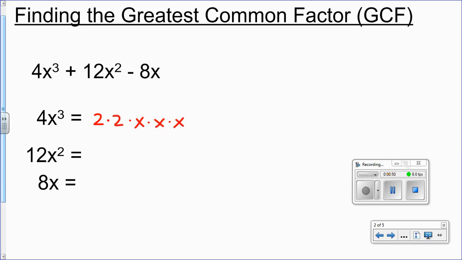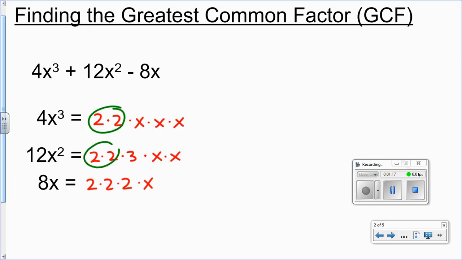12x squared, okay, so 12 would be 2 times 2, that's my 4, times 3. And then x squared is x times x. 8 is 4 times 2, so 2 times 2 times 2, and times x. So I want to know what they have in common. Well, all three of them have at least two 2's and at least one x.